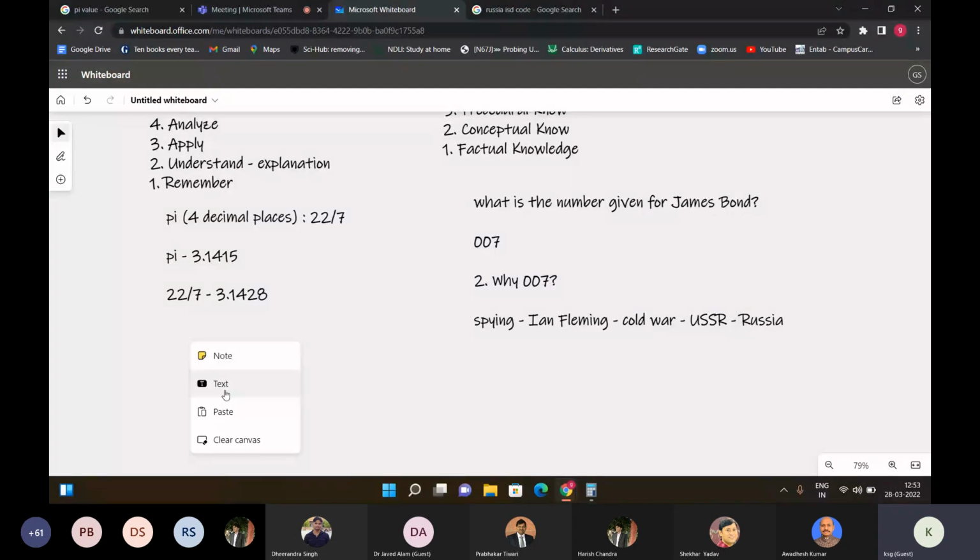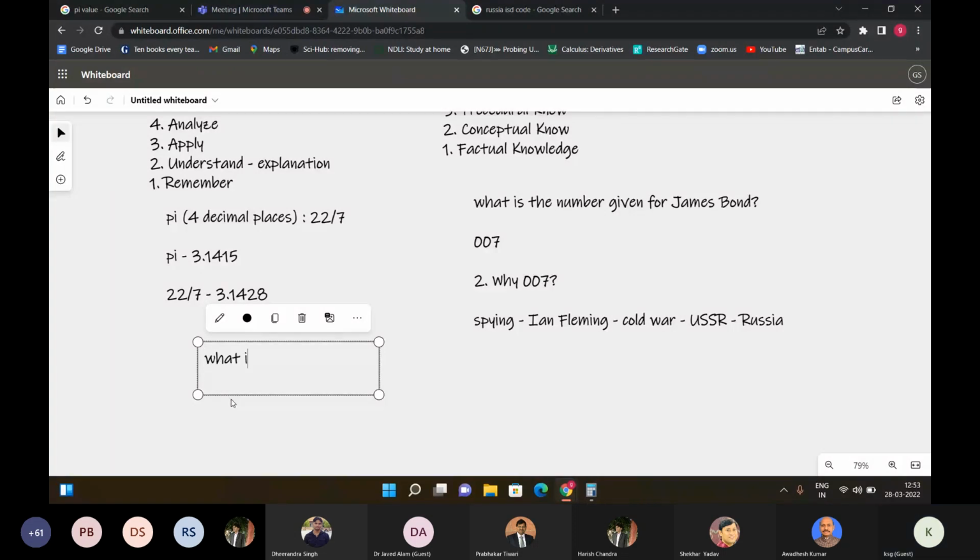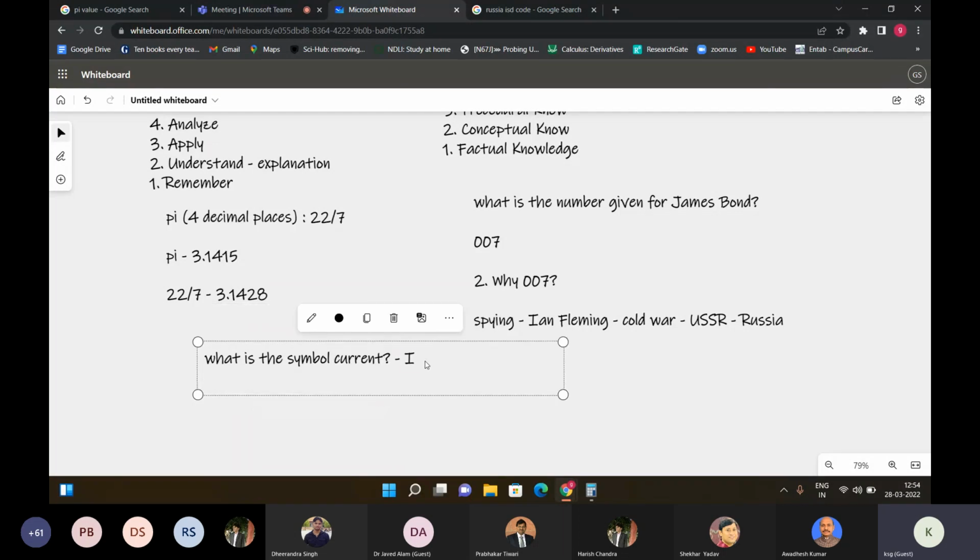Now let me ask from the textbook. Being an electrical engineer, I asked the students, what is the symbol for current? What is the alphabet used for denoting current? All students said it is I. I was very happy because every student was able to answer, without even a single mistake. Every student said that current is represented by the symbol I.